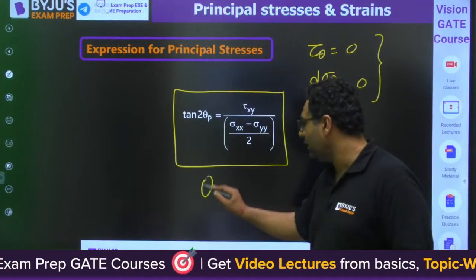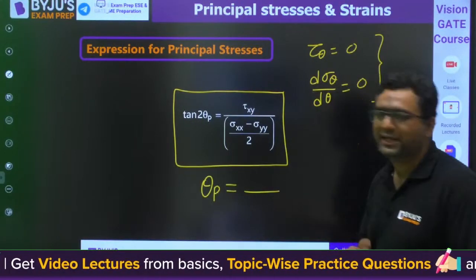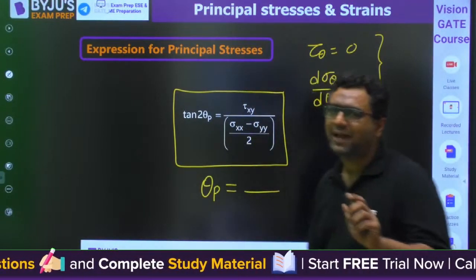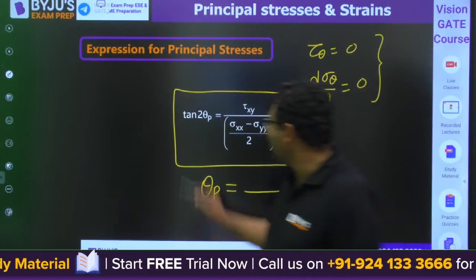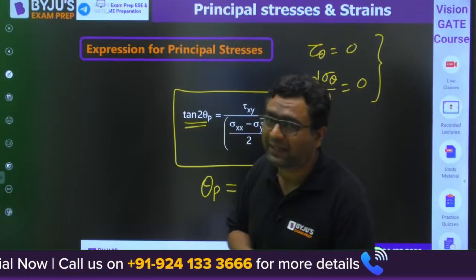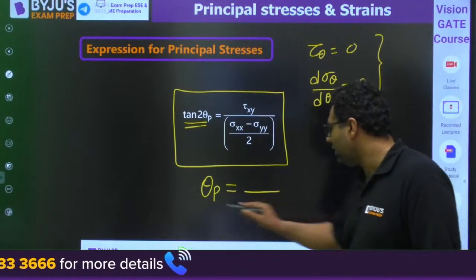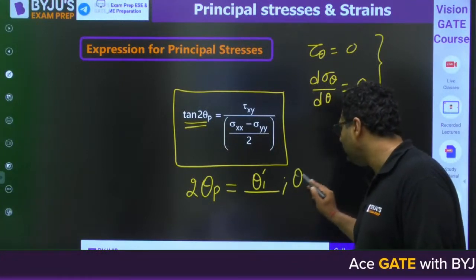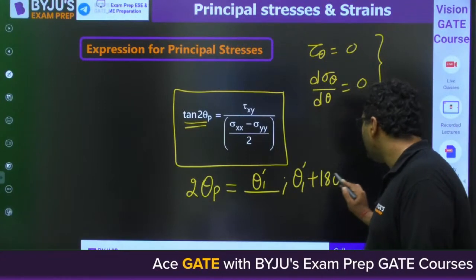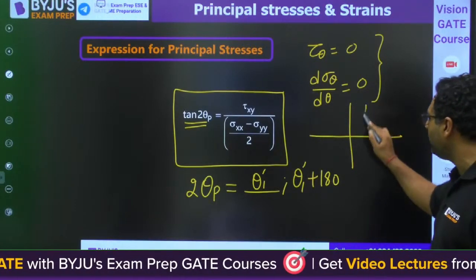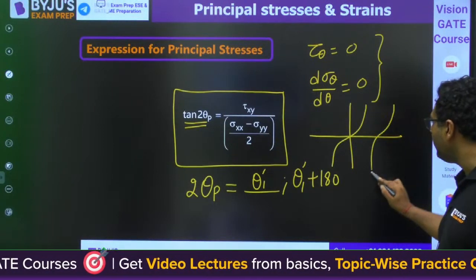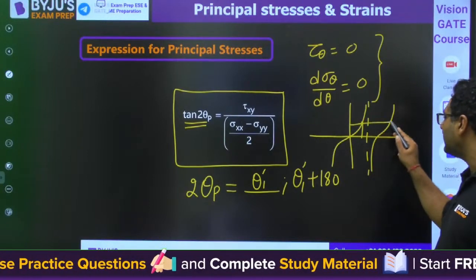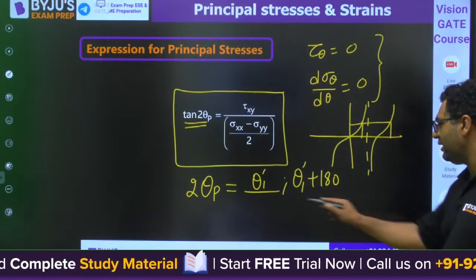Now my dear, from here you can get the value of theta p, which will give you the direction of principal planes. As you already know, principal planes are at 90 degrees to each other. Why are you getting it? Because tangent has a time period of pi. So if you get for 2 theta p one value as theta 1 dash, the second value will be theta 1 dash plus 180. Why will you get that? Because you know the graph of tangent will be going like this. The graph of tangent repeats after every 180 degrees. So whatever value you get for 45 degrees, you will get once again for 45 plus 180. That is why we are adding 180.